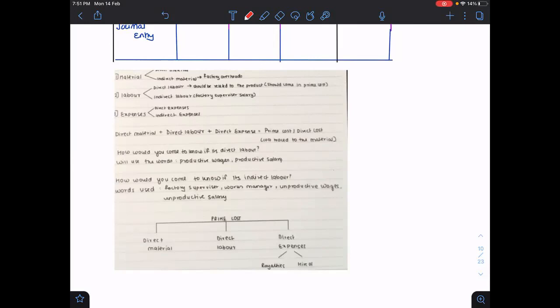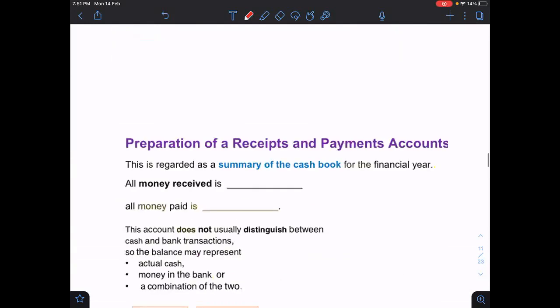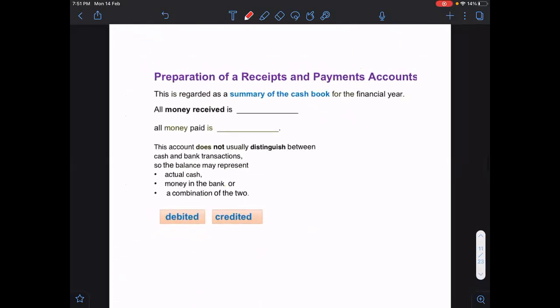Scroll. What is a receipts and payments account? A receipts and payments account is like a bank account. Receipts is what comes in, payments is what goes out. What does the debit balance of a receipts and payments account represent? The cash and bank balance on the first day, or a bank overdraft.